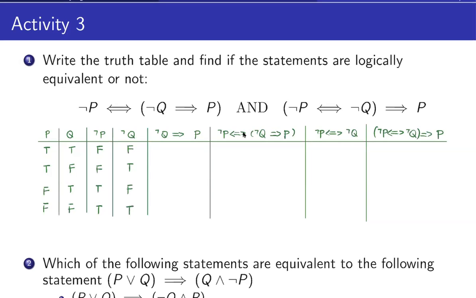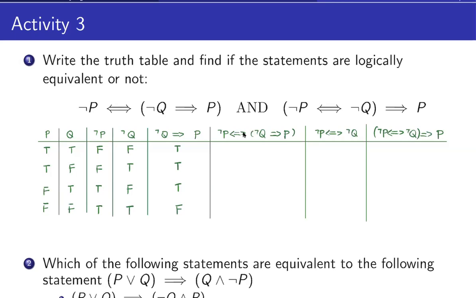Okay, now we have not Q implies P. So you check those two columns. Okay, so false implies true is what? What's false implies true? True, okay? True. True implies true is true. False implies false is true. True implies false is false.